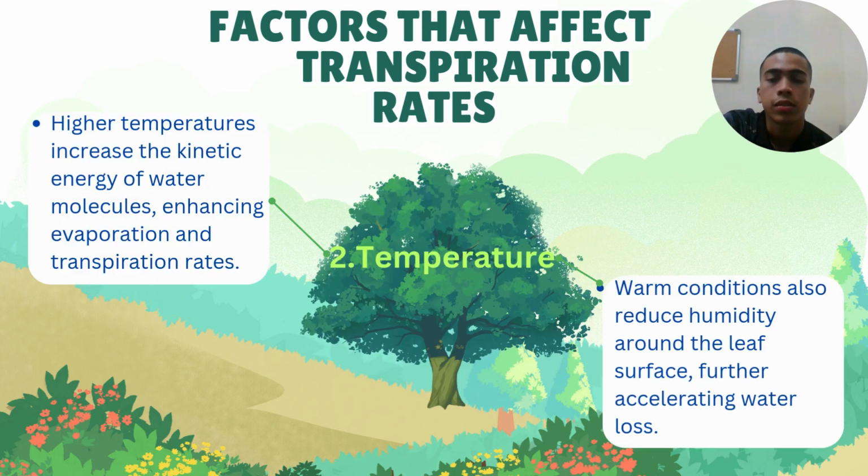Second, the factor is temperature. If the temperature is high, then the rate of transpiration will also be high. But if the temperature is low, then the rate of transpiration is also low. This is because of the kinetic energy of the water molecules around the plants. If the kinetic energy increases, then the water will be lost. So that's why the transpiration rate will increase if the temperature is increased, along with the kinetic energy.